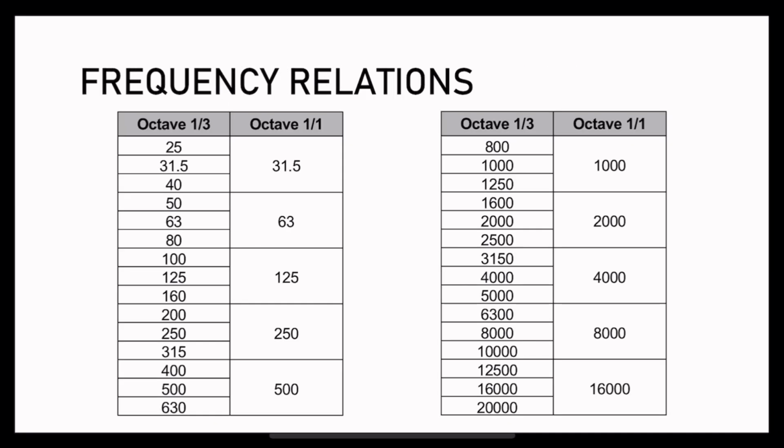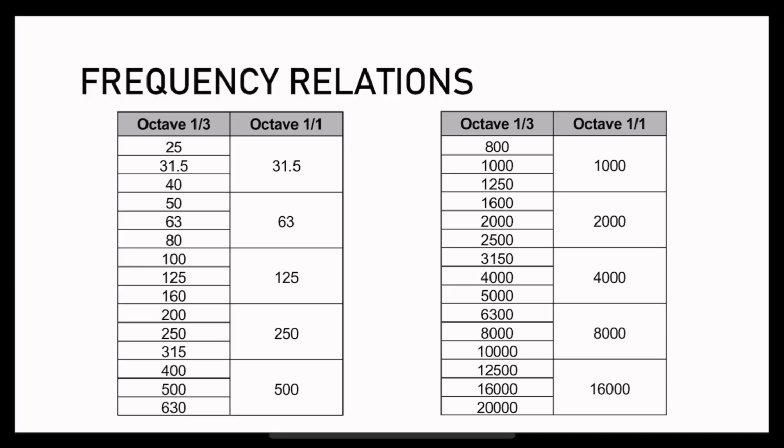Now let's look at the frequency relations. We know that octave 1/1 has 10 frequency bands from 31.5 to 16,000. But octave 1/3 is a higher resolution octave band. As the name suggests, 1/3 is like splitting each octave 1/1 band into 3 equal parts. For example, here we have 31.5 in octave 1/1, but in octave 1/3, the same 31.5 is split into 25, 31.5, and 40. So you get higher resolution. If you have just octave 1/1, you only see 31.5, but here you can see even these frequencies. This works for other higher resolutions as well. For example, octave 1/6, you're dividing each octave 1/1 into 6 equal parts.